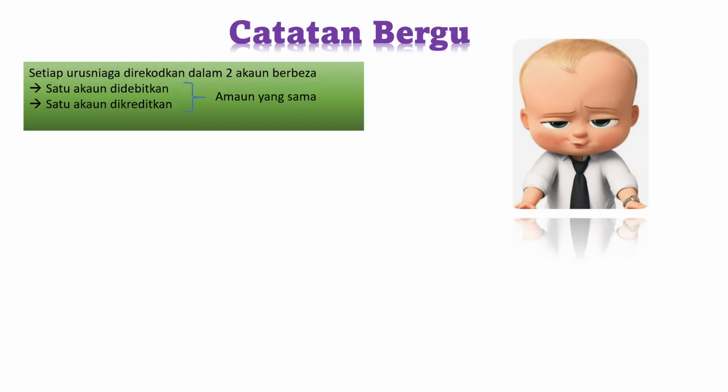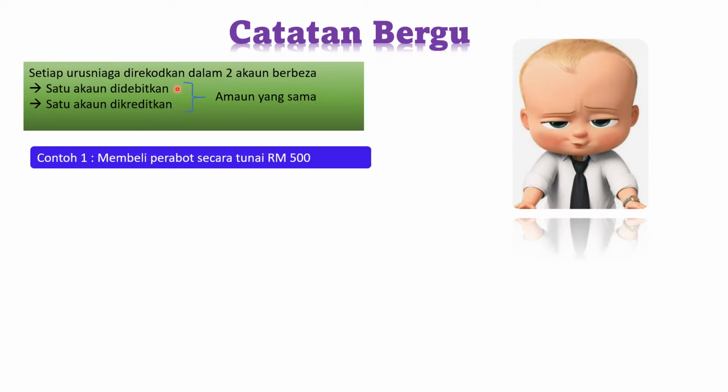Okay, now let me explain about catatan bergu a bit here. Setiap urus niaga direkodkan dalam dua akaun berbeza. Di mana satu akaun didebitkan dan lagi satu akaun dikreditkan dengan amount yang sama. Okay, let's see some examples so that we understand further what this really means. Contoh soalan 1. Membeli perabot secara tunai RM500. Apakah akaun yang perlu didebitkan dan apakah akaun yang perlu dikreditkan?